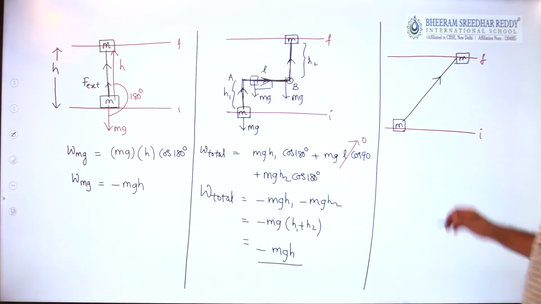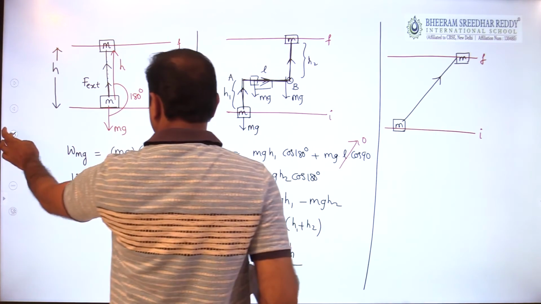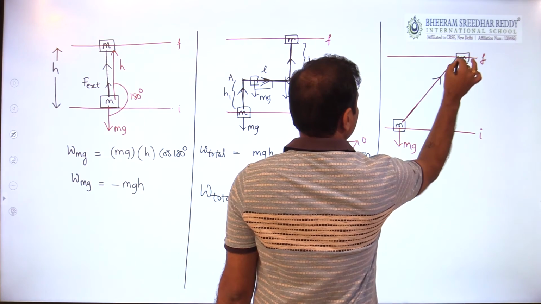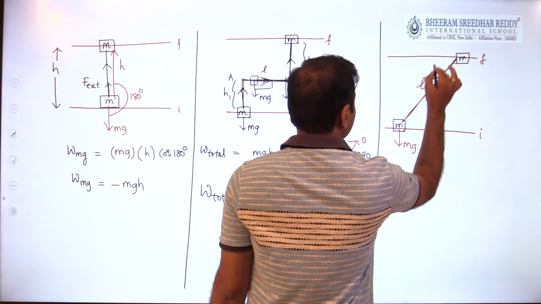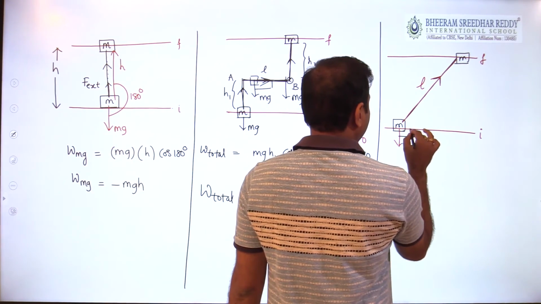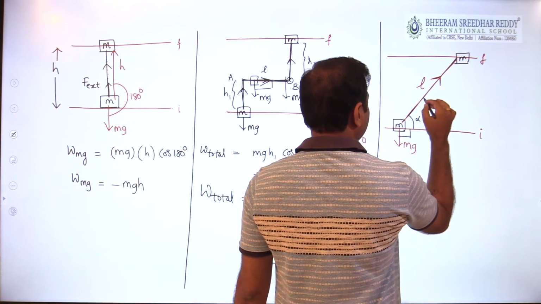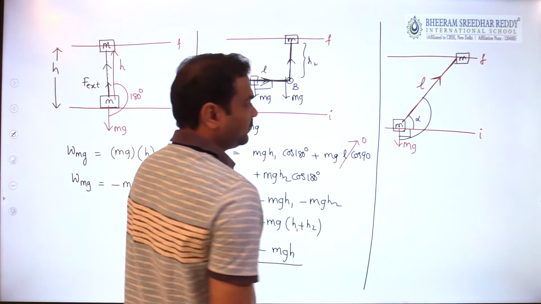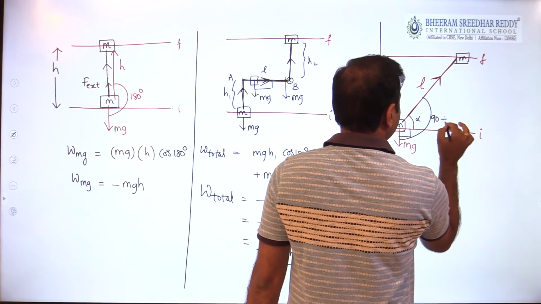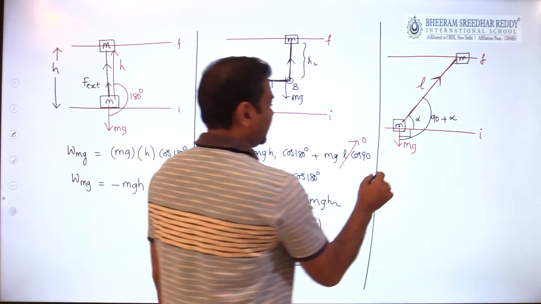Try it all. See, this is the displacement, am I right? In the normal work done case, mg is acting vertically downward, and this is the displacement vector. What is the displacement value? That we don't know. Let us say L is the displacement, this angle is 90, and I am taking this angle as alpha. Then what is the total angle between displacement and force? This is 90, this is alpha, so the total angle will become 90 plus alpha. Now tell me, what is the work done by the mg force?